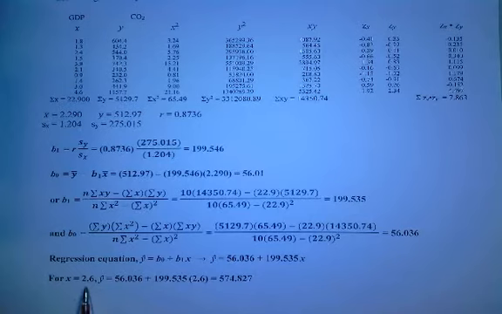Now we're going to do our prediction. We're going to put in 2.6 for x, and we get 574.827. So that basically says if we had a country whose GDP was 2.6 trillion, that the CO2 emissions would be 574.82. Probably parts per million, but I'm not positive. So that is section, to basically find the line of best fit through the data.